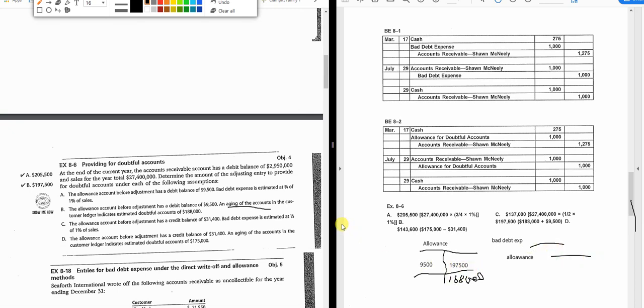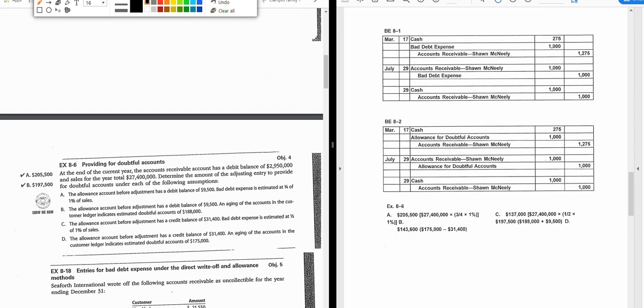197,500. If I wanted to figure out my net realizable value of accounts receivable, I'd take my 2,950,000 minus my 188,000. That'll give you your net realizable value. C, the allowance for account before adjustment has a credit balance of 31,400, and bad debt is estimated to be 1% of sales. So let me clear all this again.